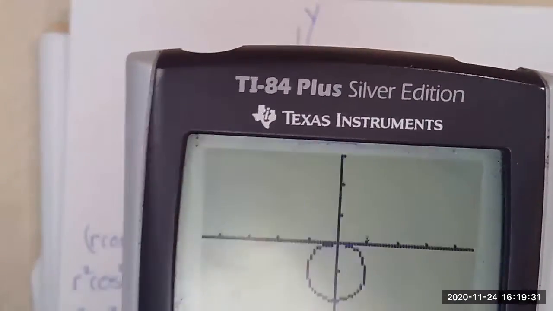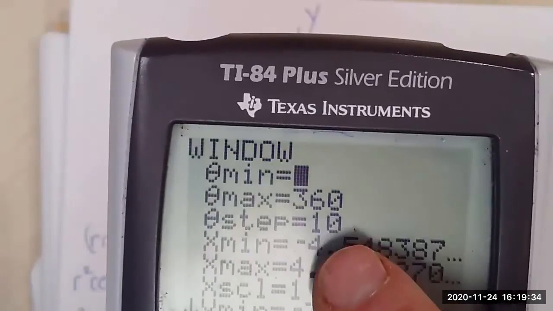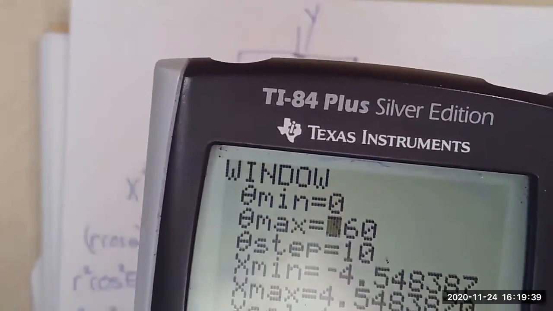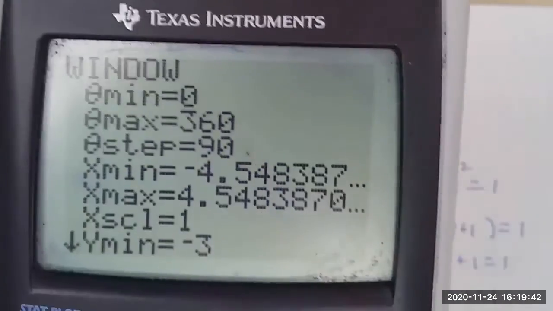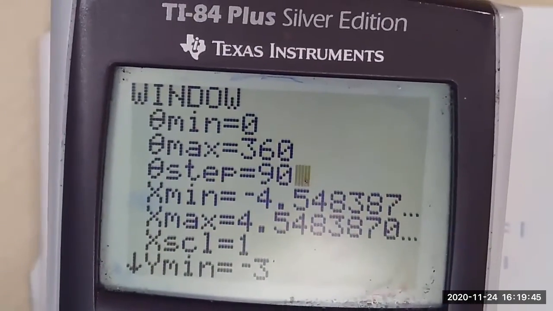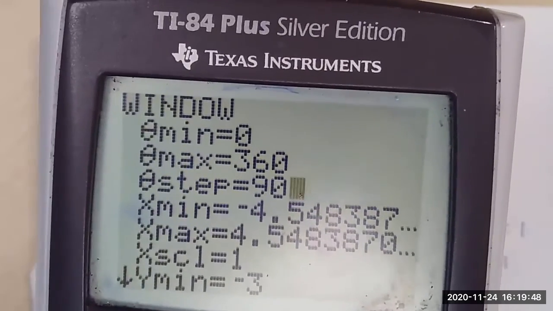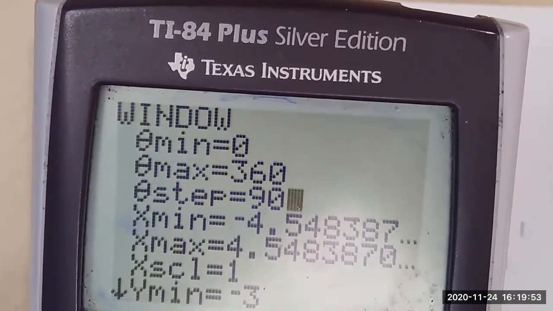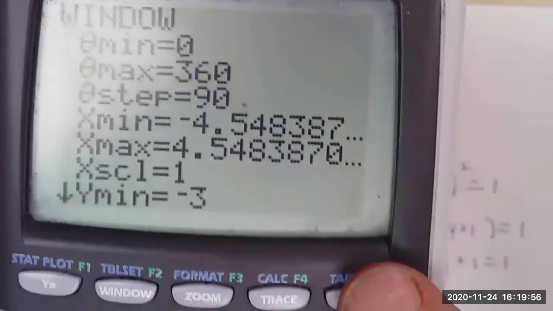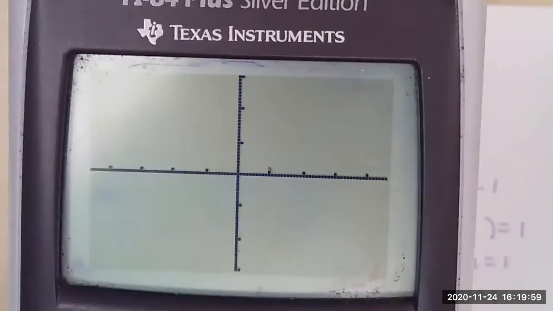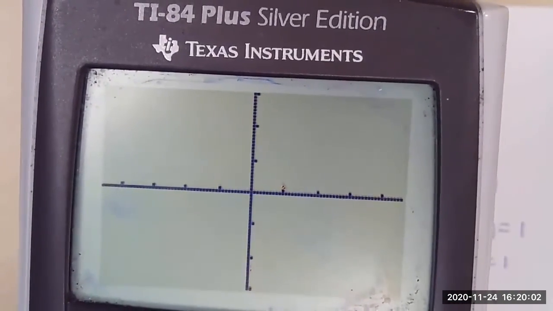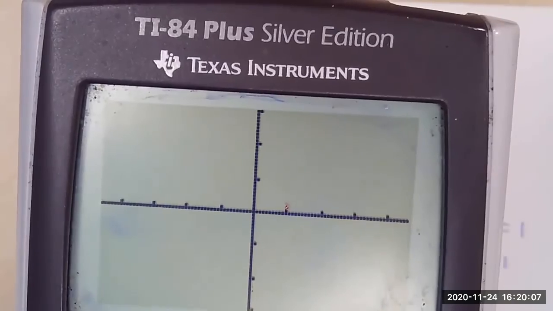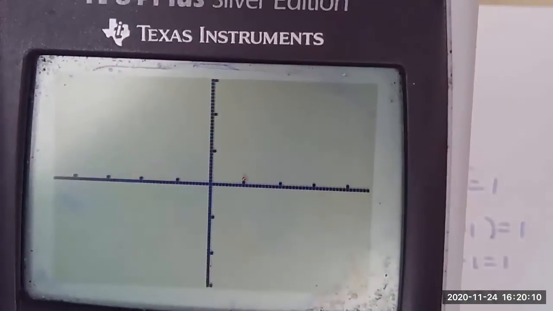Back to window. Remember this 10? That means it's going to jump by 10 degrees. What if I did this by like 90 degrees? And all I'm plotting is 0, 90, 180, 270, and 360. I'm plotting 5 points. That's all I'm plotting. I'm going to hit graph and show you what you get, if anything. Nothing. Why nothing?